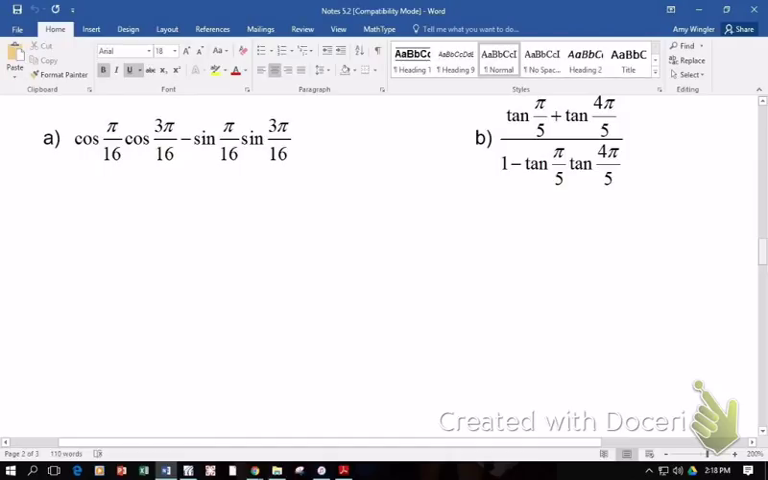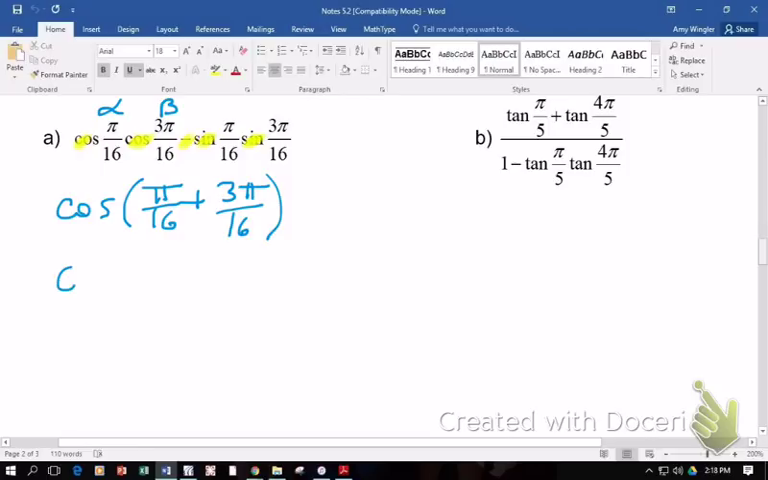We're going to continue doing the same thing we did with the last two examples on this next one, but the directions also say at the end we have to find the exact value. So when I look at this, it's cosine times cosine minus sine times sine. So that is the sum formula for cosine. Alpha is pi over 16, beta is 3 pi over 16. So this simplifies to the cosine of alpha plus beta.